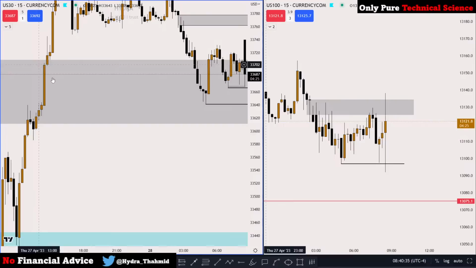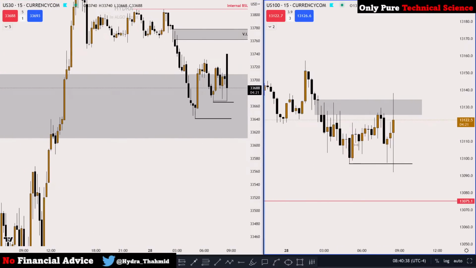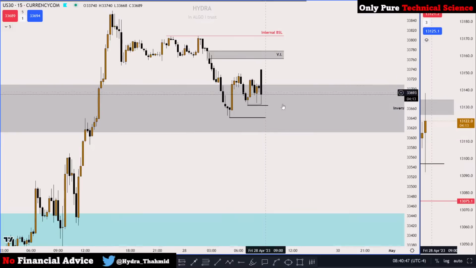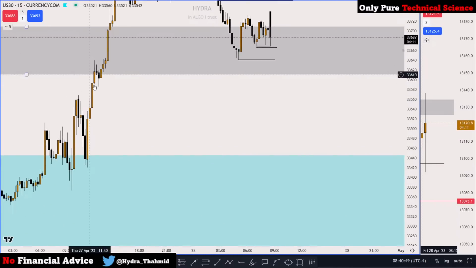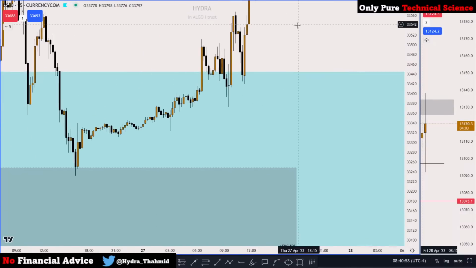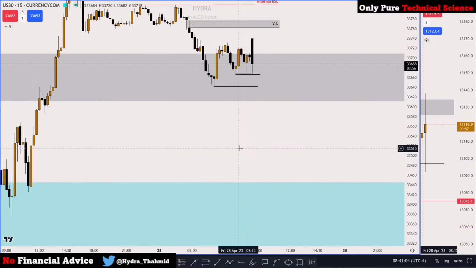We had this unfilled fair value gap here on the 50-minute chart, and price just delivered to it beautifully. Price came down, filled it completely, and then it went up, showed us that it wants to move towards the buy side. And if I look at what we have on sell side, I can see a couple of unfilled fair value gaps and a lot of equal lows here. But let's see what price does.